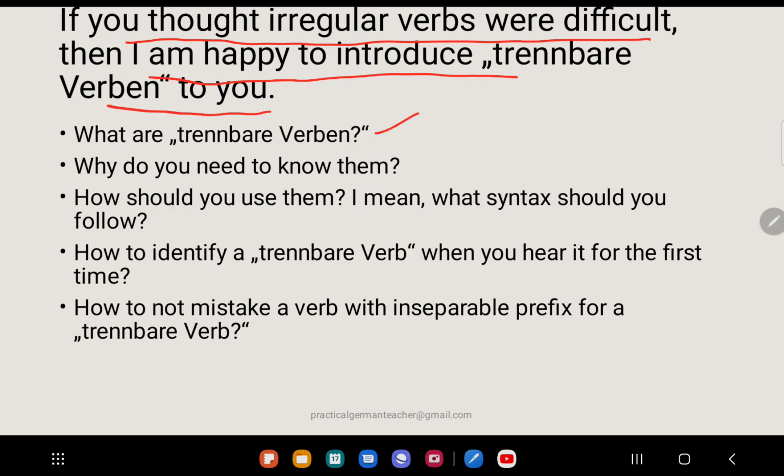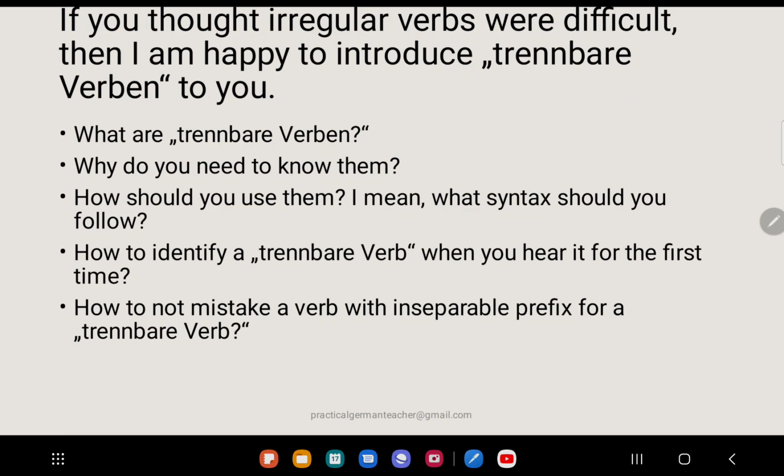So we'll look at what trennbare Verben are, why you need to know them, how you should use them, and syntax. The last two you don't have to know, but because this is a German session, it's my job to at least make sure that you have heard of these two questions and the answers as well. So let us start with, before I do that, what are trennbare Verben?